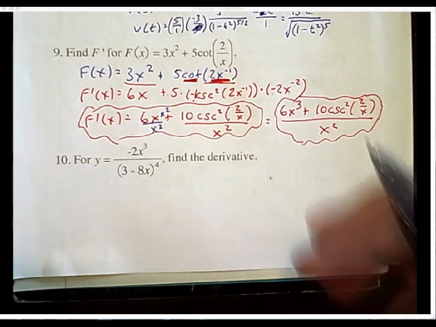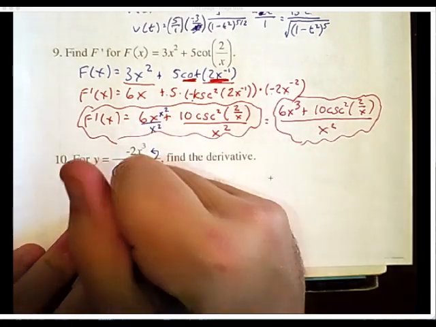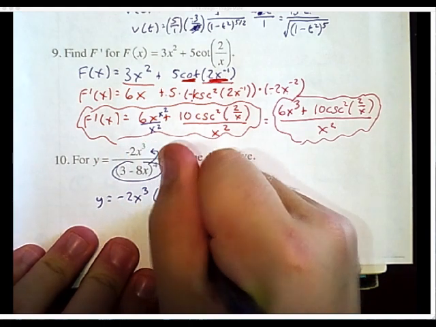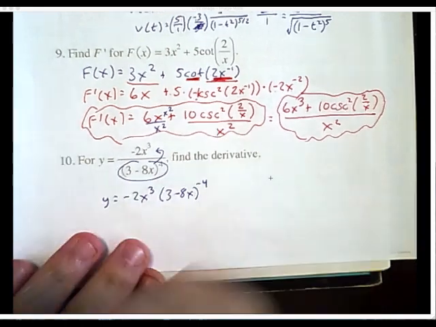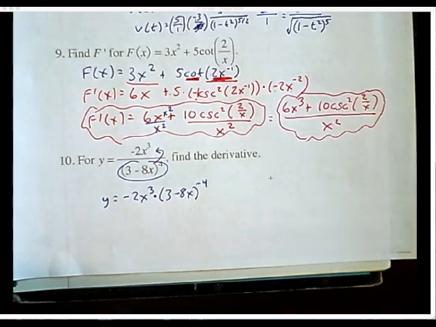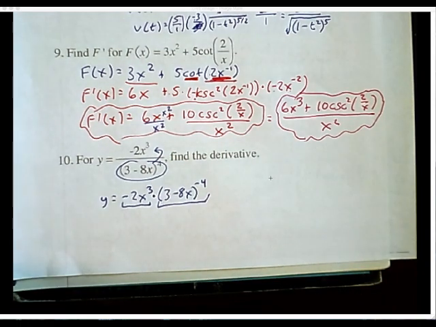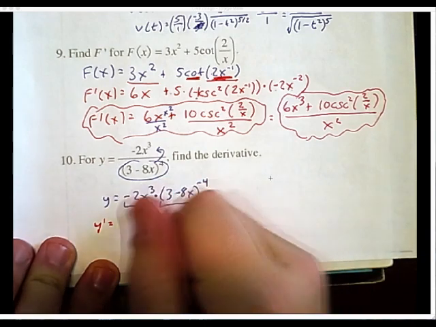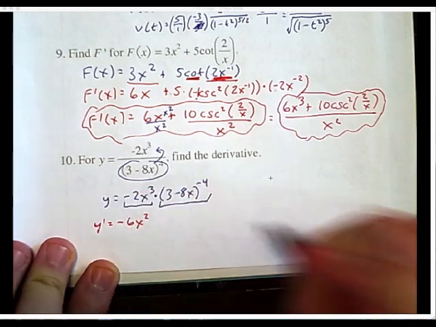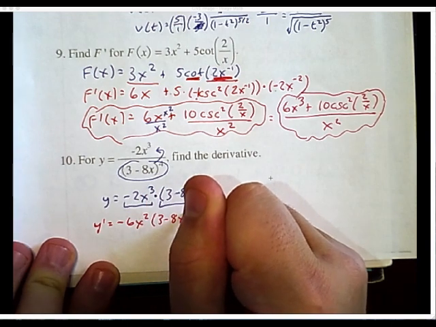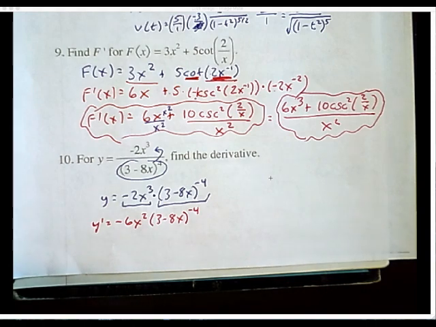All right, what I would choose to do, I would choose to move this up here. So I would say y equals negative 2x cubed times 3 minus 8x raised to the negative 4th power. Now I have a product, so I would apply the product rule to find the derivative. All right, so y prime, the derivative of the first, which would be negative 6x squared times the second, 3 minus 8x to the negative 4th. You could also use the quotient rule if you'd rather use the quotient rule. Okay, you could definitely do that. I think it's easier to use the product rule though.